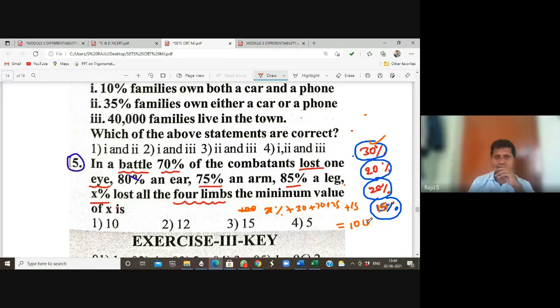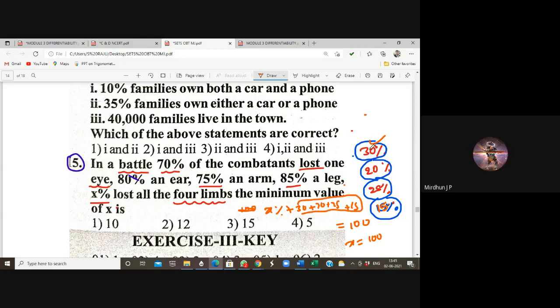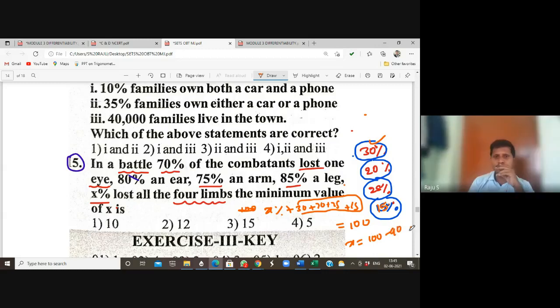100 percentage. From that, X is equal to 100 minus the sum of these values. When we are adding all these values, 30 plus 20 is 50, 75, 90. So minus 90. So nothing but how many? X value will be 10, 10%.